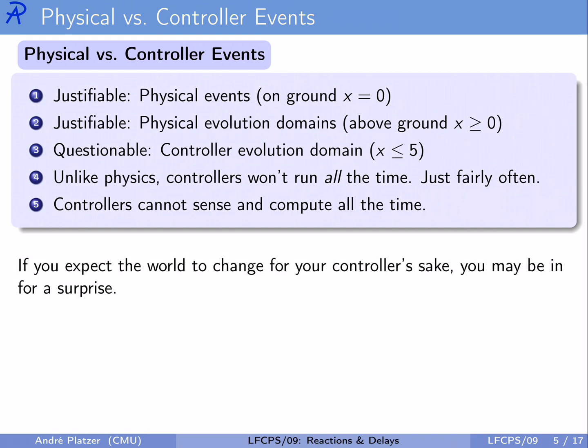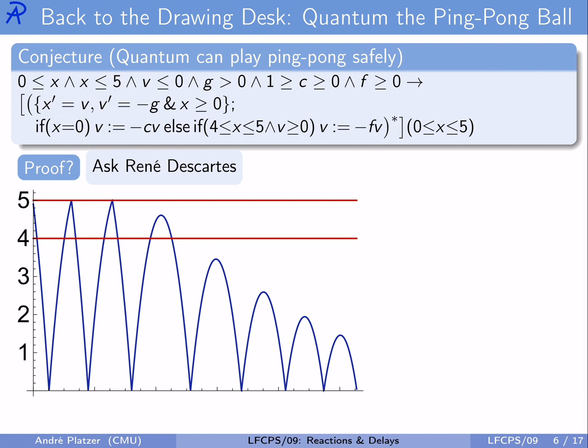That first of all means when designing models, we need to pay careful attention to which parts of the model are physically justified and which parts come in for control reasons, so that we need to scrutinize whether we got them right and whether we can ultimately implement them correctly. So let's just go back to the drawing desk.